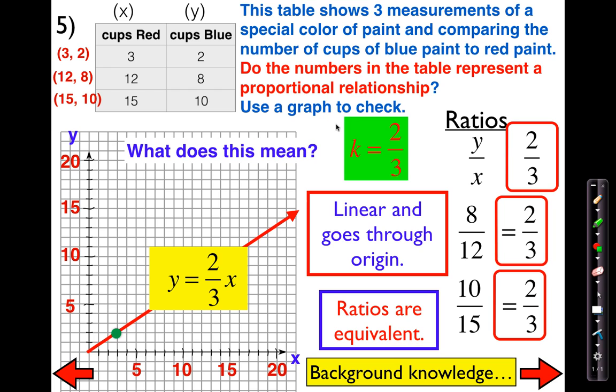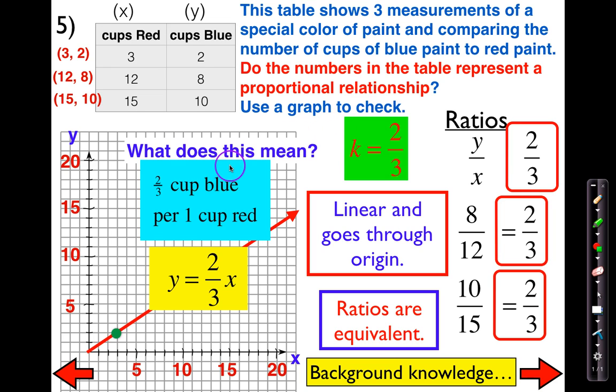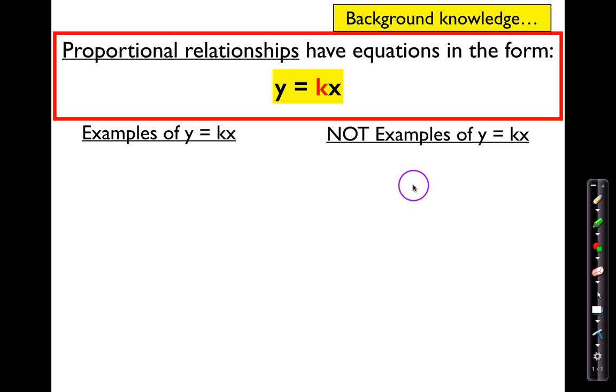But what does this mean exactly? Well, it means that for every 2/3 cup of blue, there is 1 cup of red. Okay, so now a little bit more background knowledge from 7th grade. How can we tell if an equation is a proportional relationship? Well, it needs to follow this form, y equals kx.